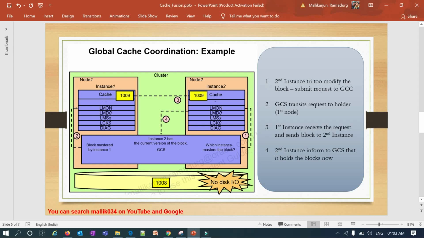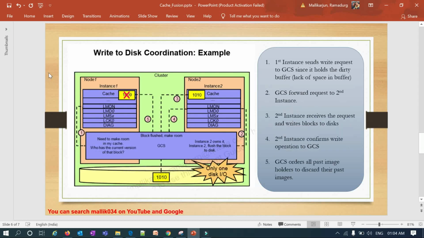And the second instance informs the GCS that it holds the block now, and updates the GCS. It tells GCS, now I am holding that 1009 block and I have the latest data, so if anybody asks, you can redirect the connection to me and I will send it to them. If I have a third instance and a request comes for the same block, my GCS will send a request to instance 2 saying the third node is asking for that block, and instance 2 will send that block to the third instance. That's how global cache coordination works with the help of GCS, and everything is updated in my GRD, the global resource directory.